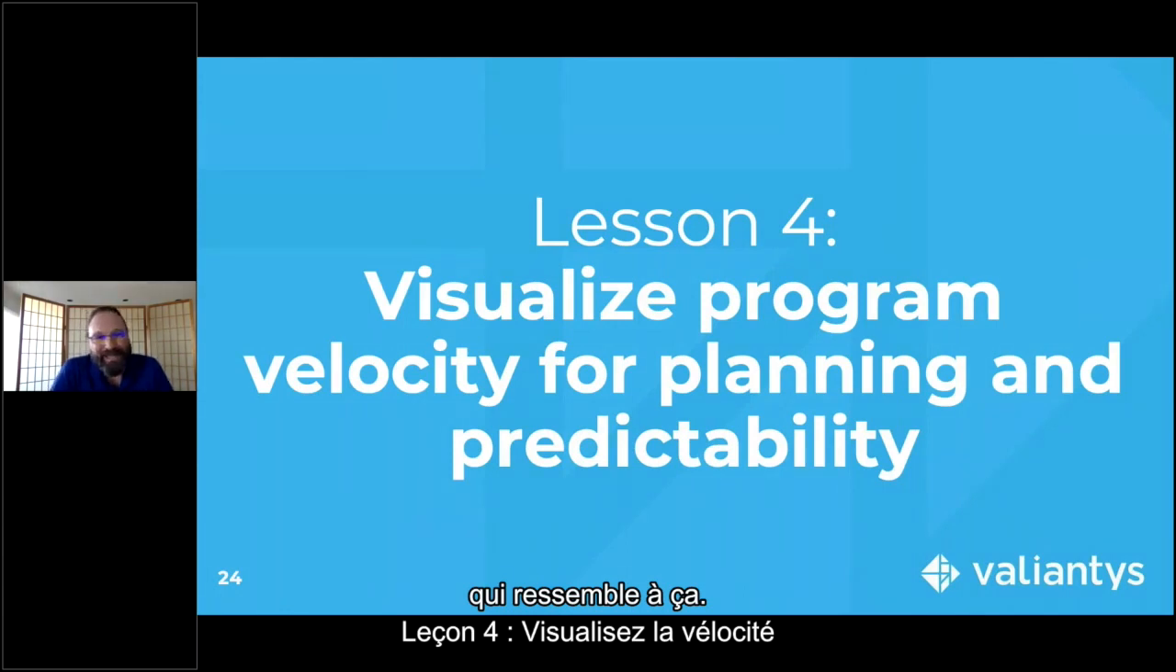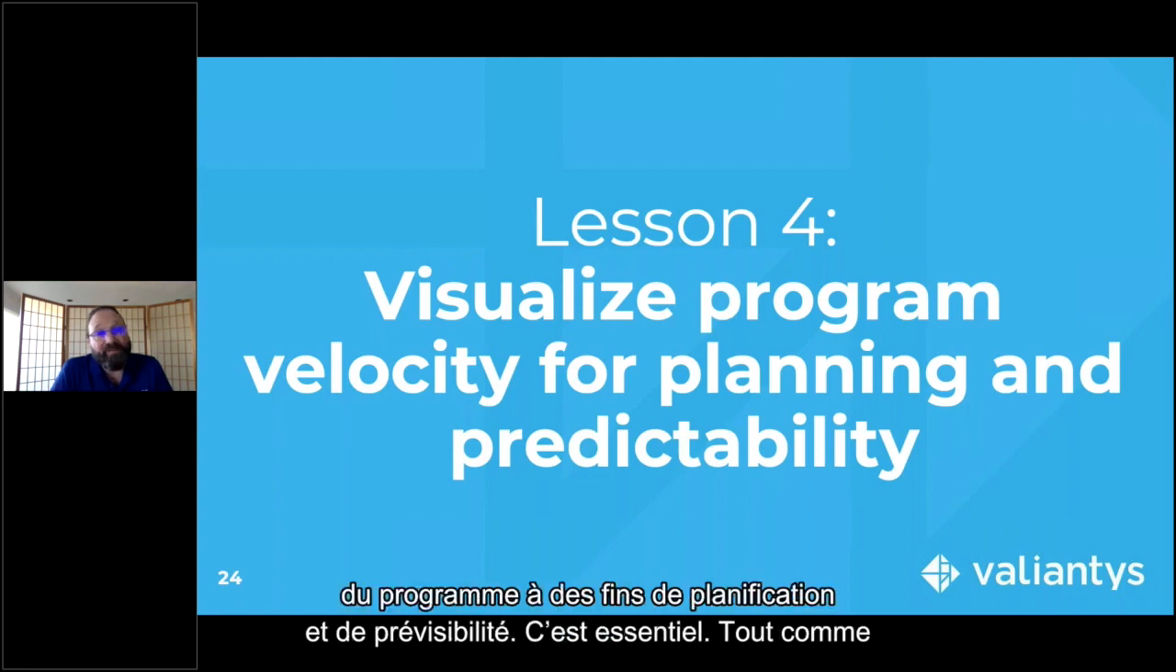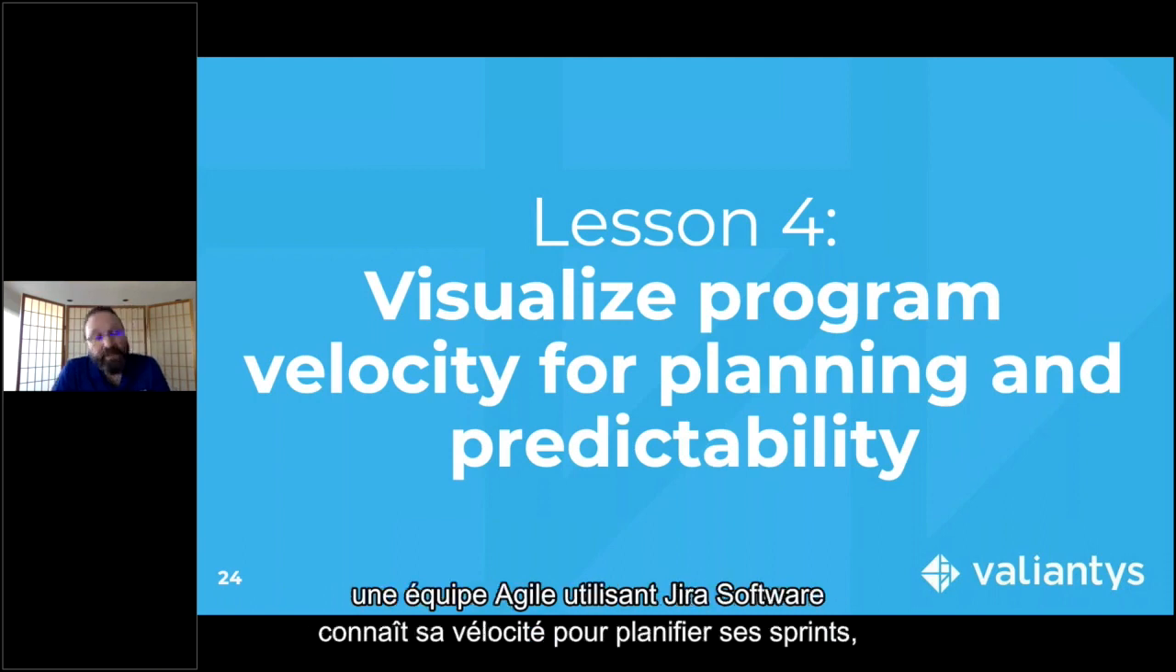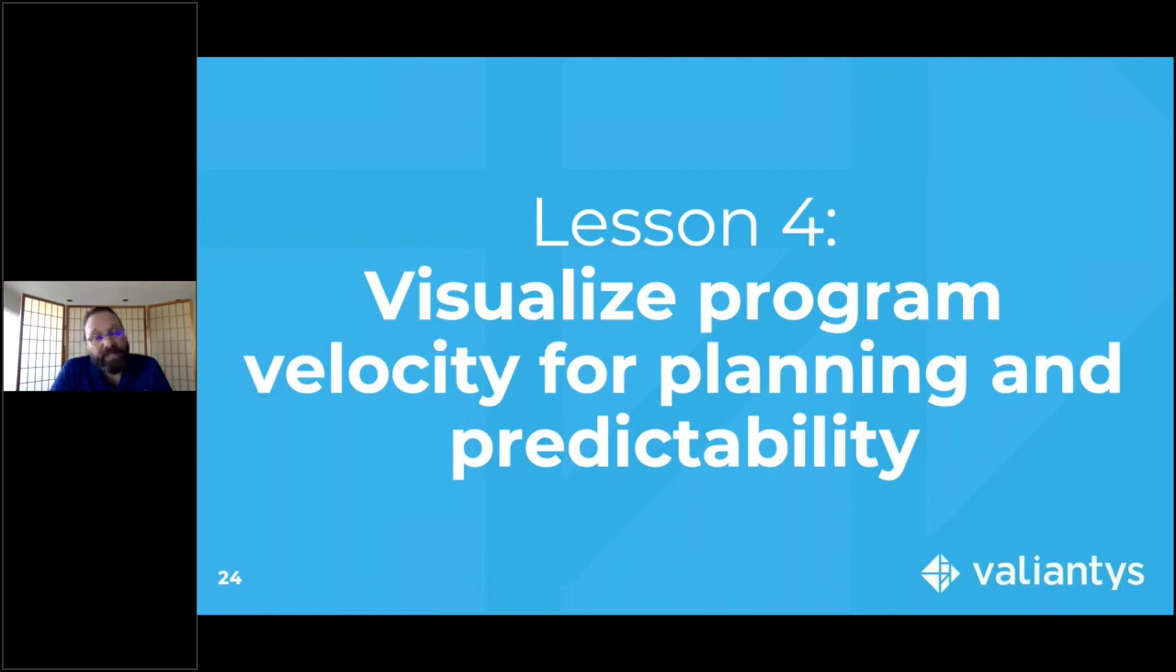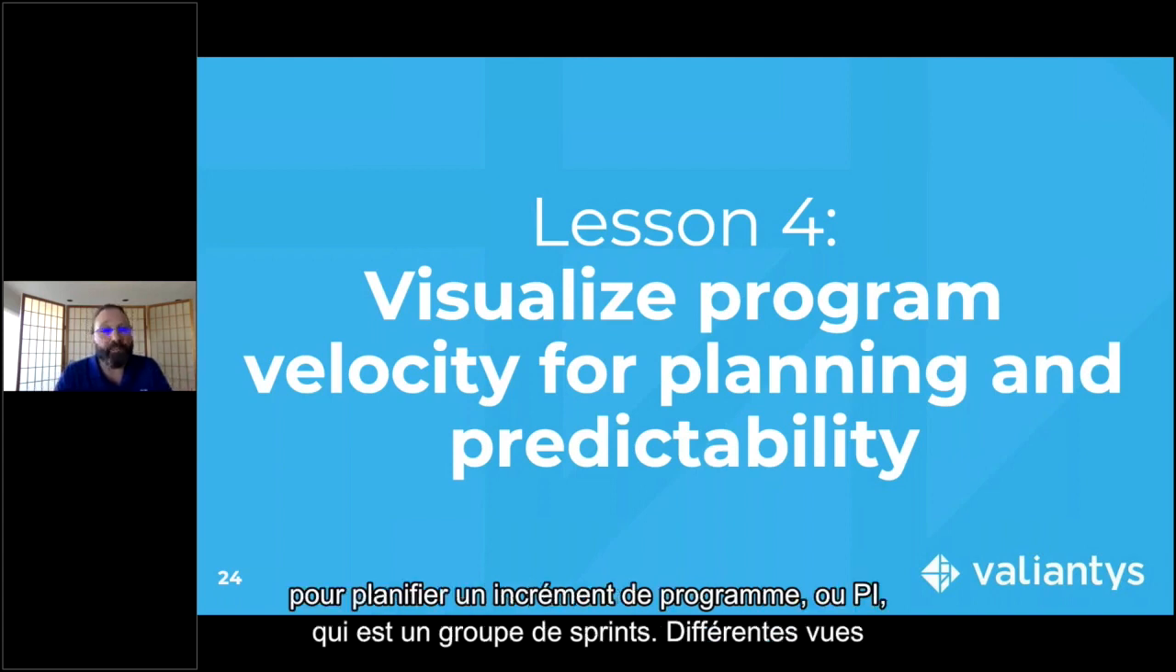Speaking of visualizing, let's now visualize our program velocity for planning and predictability. That's really important. Just as an Agile team executing in Jira software knows their velocity so they could plan sprints, so too the program level needs to know its program level velocity so it could plan a program increment, which is a group of sprints.